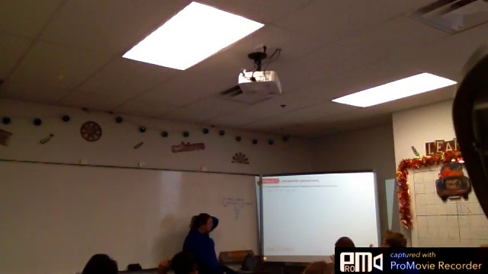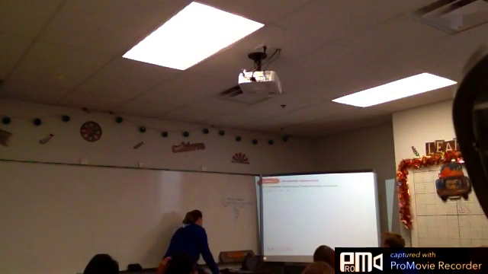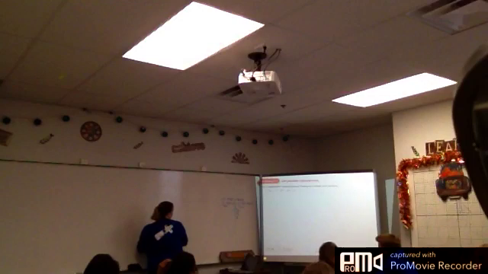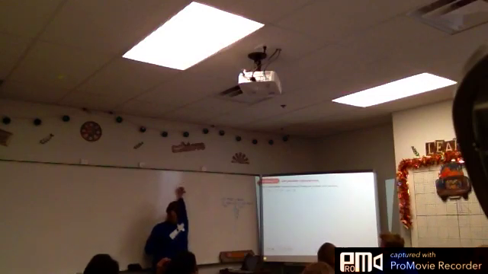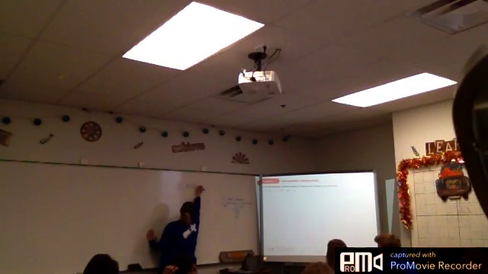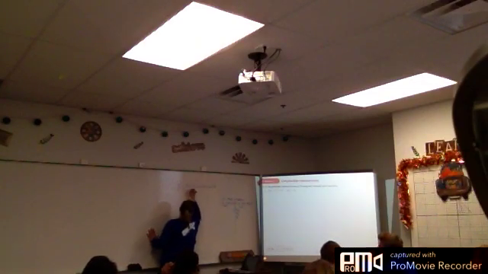List the possible rational zeros of f using the rational zero theorem. What is my constant term? What is your constant term in this? 12. What's your leading coefficient? What are all the factors of 12? Plus or minus 1, right? Plus or minus 2, plus or minus 3, 4, 6, and 12, correct?